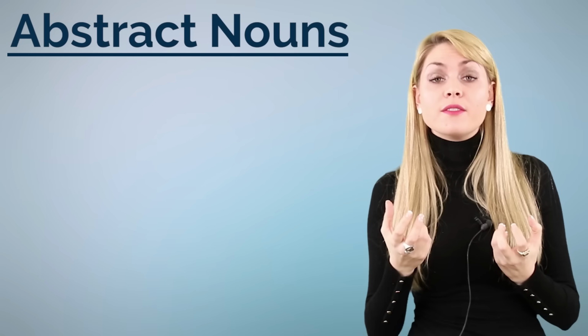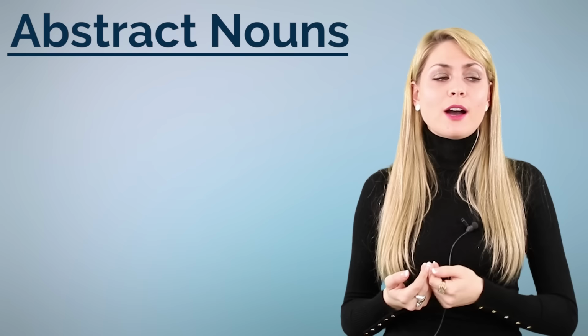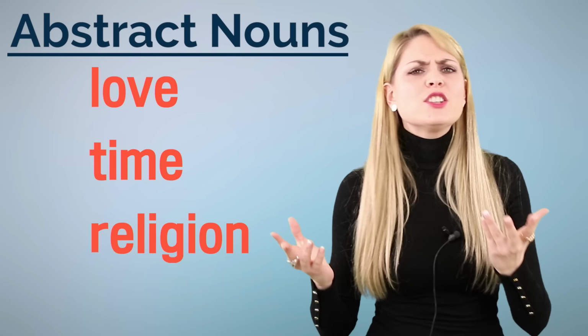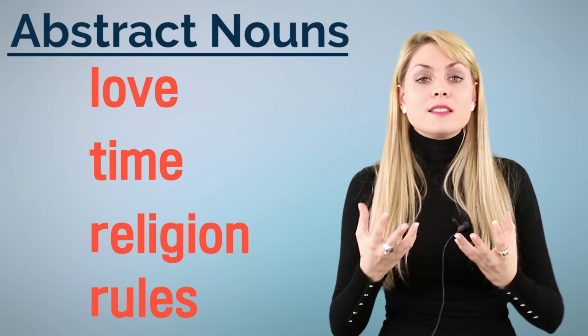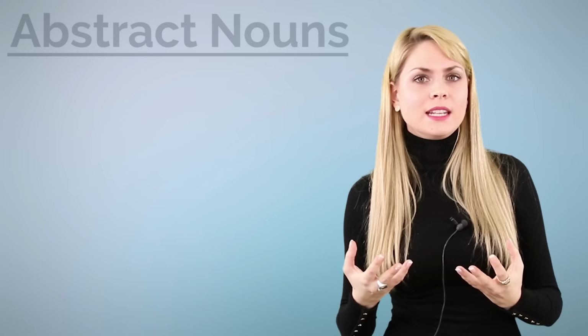To give you a few examples, we could talk about love, or time, or religion, rules. These are all words that represent ideas, concepts, okay? They're abstract nouns in English. Now, let's get into more detail about nouns.